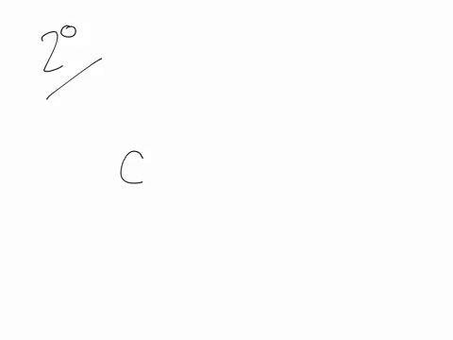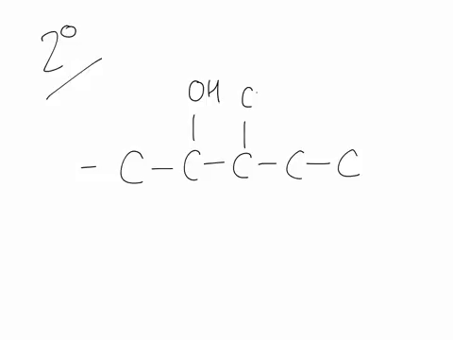So we have our hydroxyl group on carbon number 2, and then a methyl group on carbon number 3, and hydrogens everywhere else. Again, our central carbon is connected to 2 other carbons, so that's why it's a secondary. That's 3-methylpentan-2-ol.